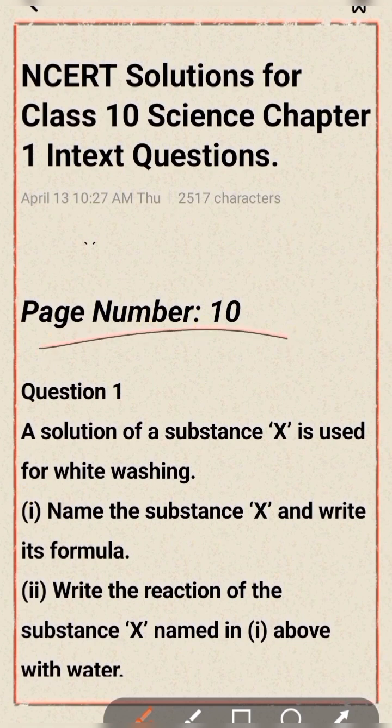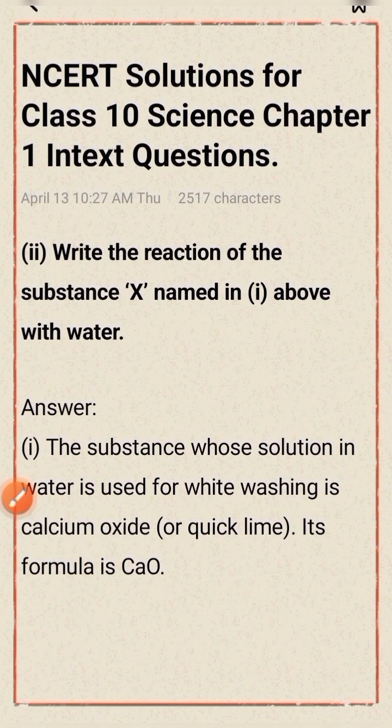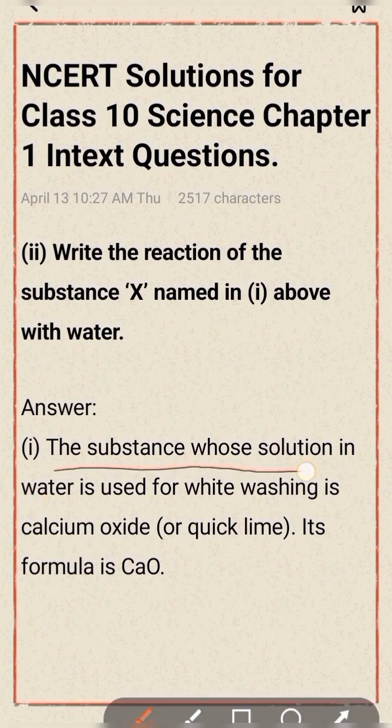Next question, page number 10 of the NCERT book. That is question number 1. A solution of substance X is used for whitewashing. Number 1. Name the substance X and find its formula. Answer part 1.